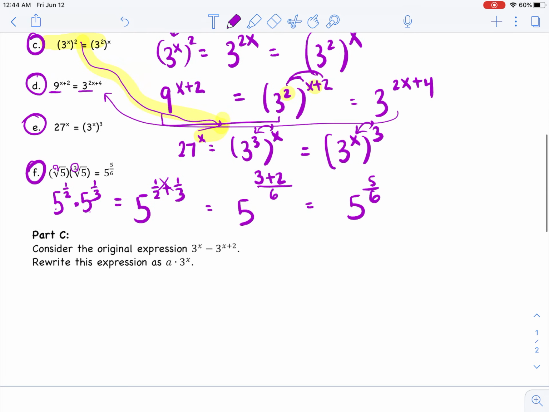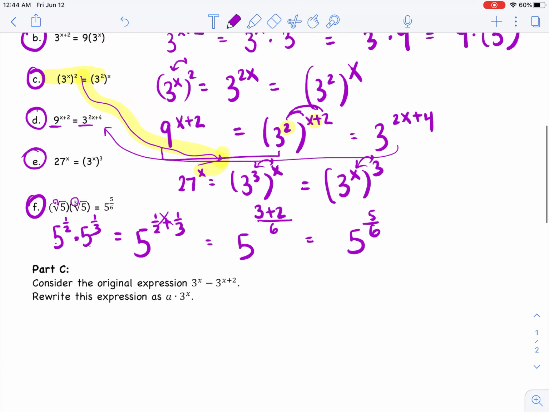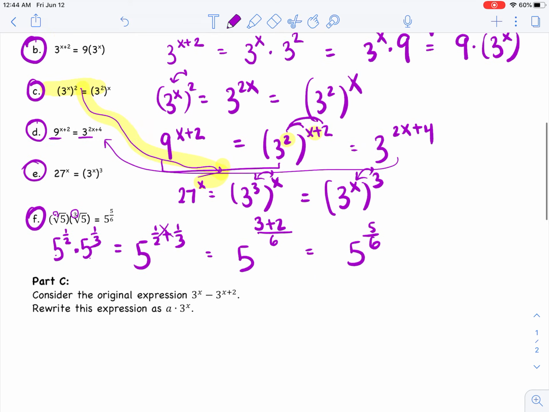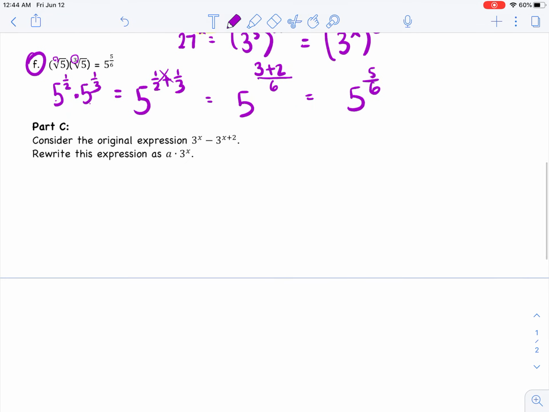And this is confusing. I know that. This is not easy. Many people struggling on this one, guys. But you practice more, you get it better. And part C. So look at this one, guys. Consider the original expression, this. And rewrite this expression as a times 3 to the x, right?